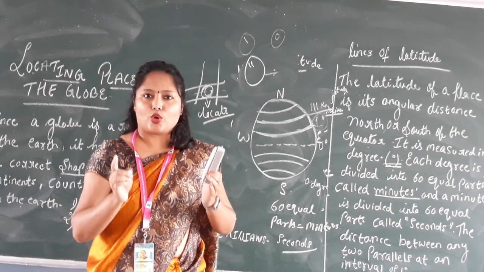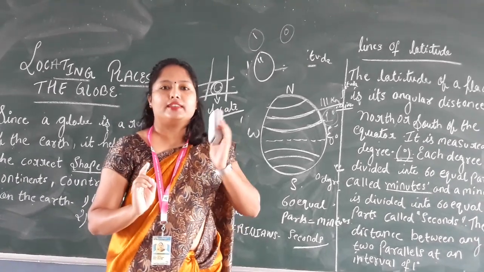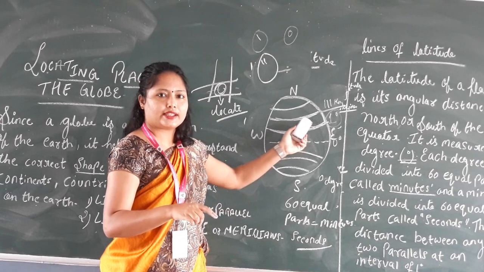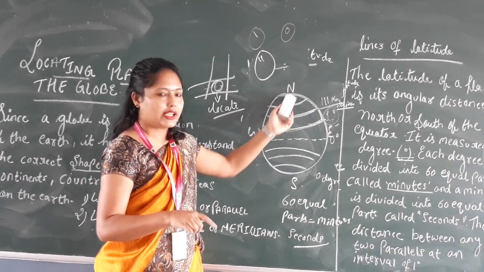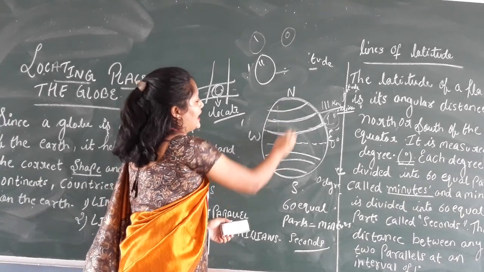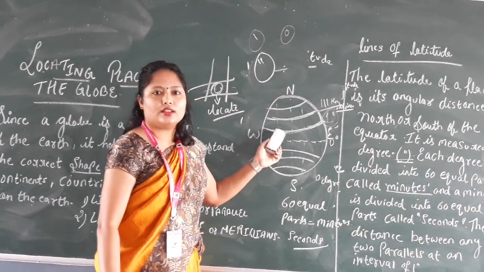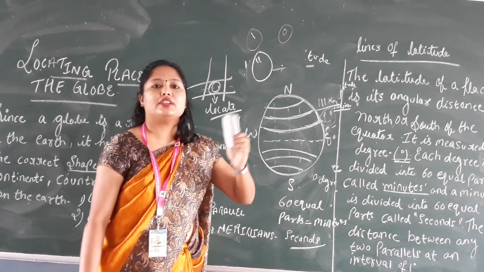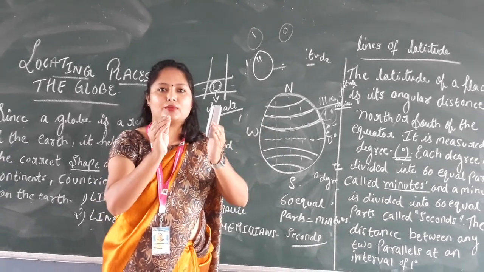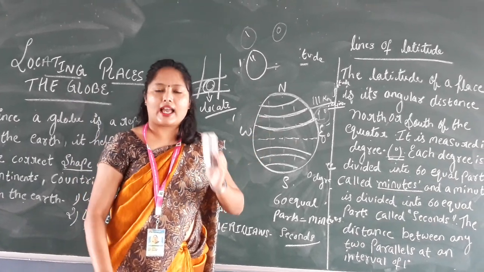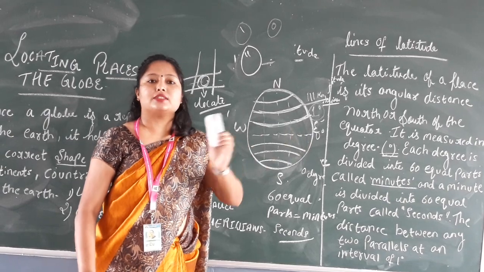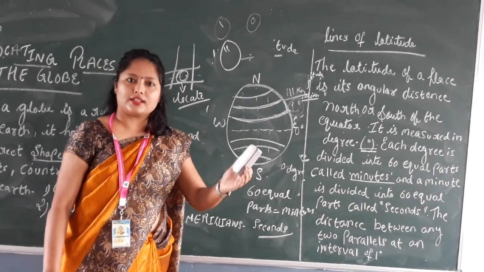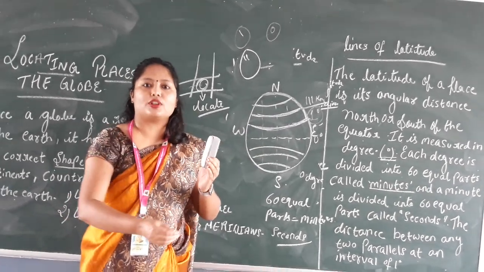I repeat again, a globe is a 3-dimensional figure. There you have one imaginary line called the equator. After that, the lines are divided, called lines of latitude, and we divide the north and south hemispheres. Again you have one more imaginary line that runs from pole to pole, called longitude or meridians. Lines of latitude are measured in degrees, with an interval of 1 degree, and the distance between two lines is 111 kilometers. These degrees are divided into 60 equal parts called minutes, and minutes again into 60 equal parts called seconds.